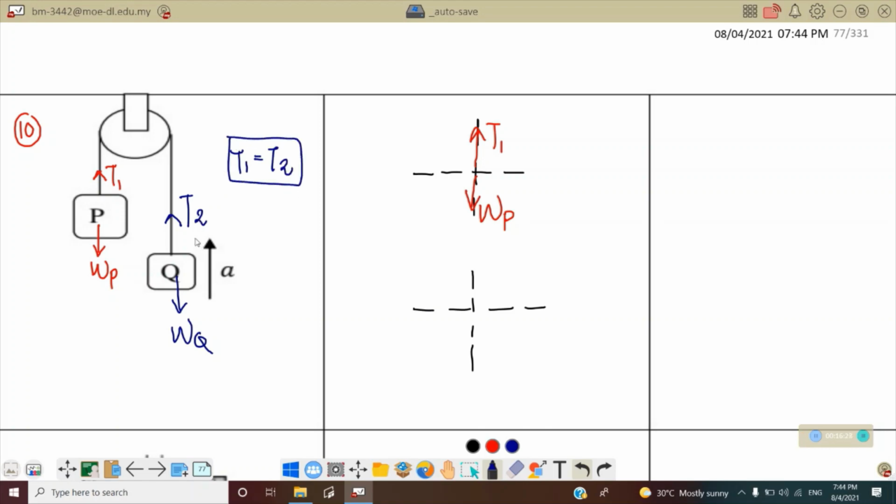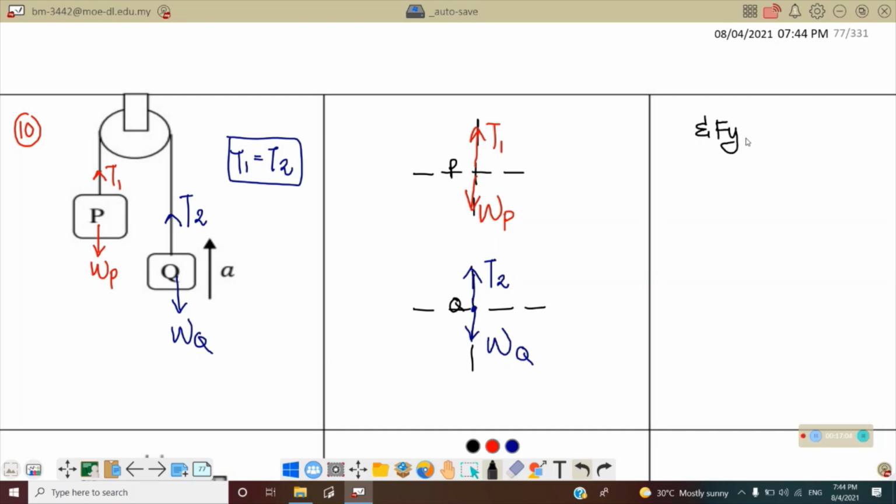Okay, so I transfer the forces acting on Q to draw the free body diagram. So this is our weight for Q and also tension for Q. If you don't want to write T1, T2, you can just write T because they are the same T. Okay, so next let us construct the equation for object P. So this is P, this is for Q. And if you observe the free body diagram for P and Q, there's only Y component. So we can only write one equation.